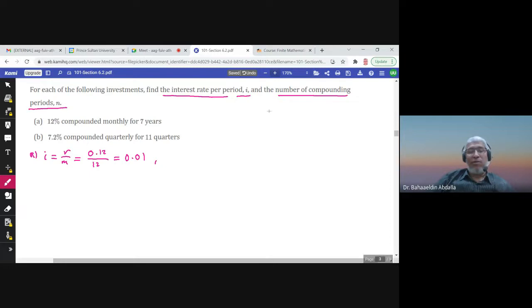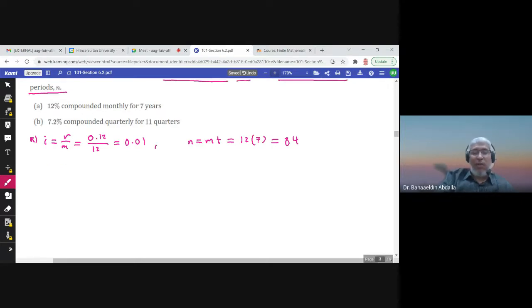What about the number of compounding periods, n? Well, it is M times T. M, the interest periods, compounded monthly, so it's 12, times T, the time in years, which is 7. So the number of periods in this case would be 84. In each year, it is compounded 12 times because it is monthly.